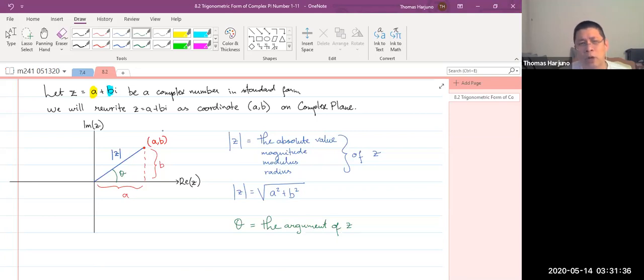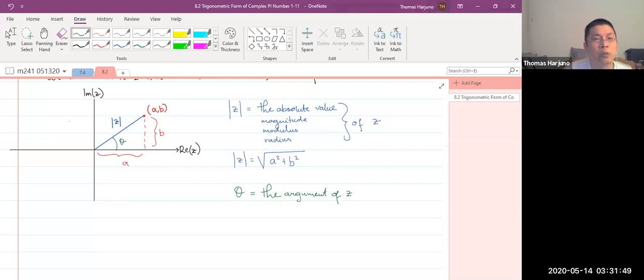Okay, so I hope this reminds you a little bit of what we learned in chapter 1, where if that's the setup, then you will see that a equals r cosine theta, and b equals r sine theta, where r is this modulus here. This is r.